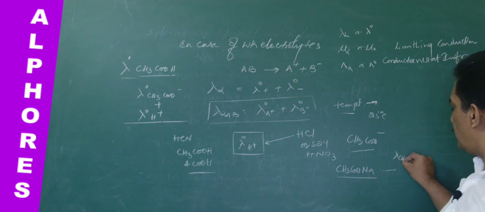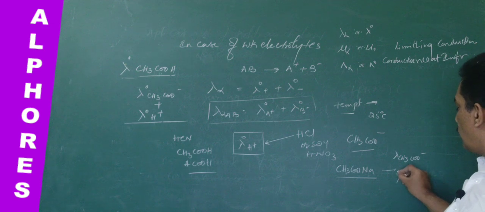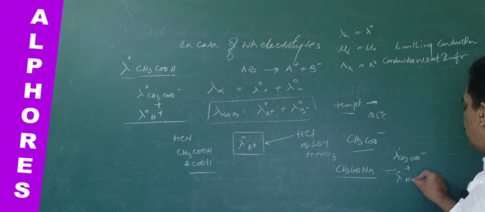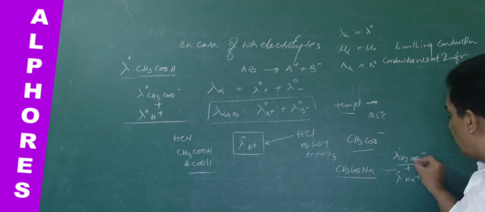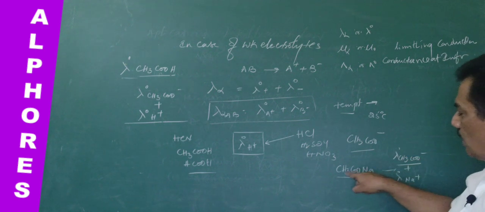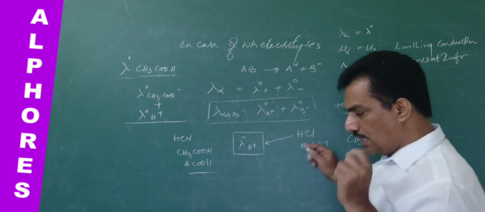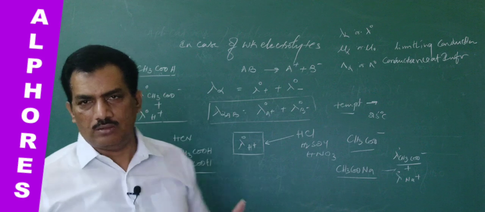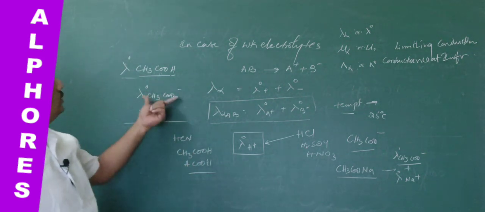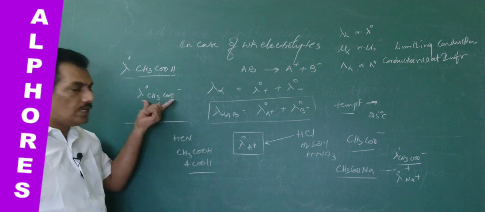So for this, when it is a strong electrolyte, the conductance is nothing but lambda naught CH3COO minus plus lambda naught Na plus. And when we are getting this from this strong electrolyte, this acetate ion which appears from this strong electrolyte has the conductance at infinite dilution, a fixed value. That fixed value we can use here.